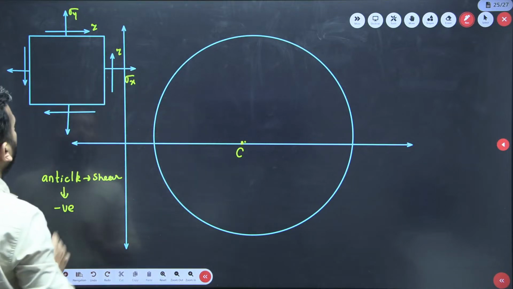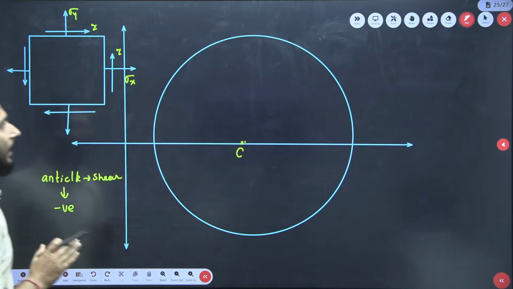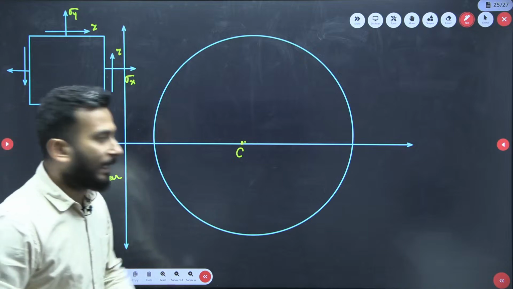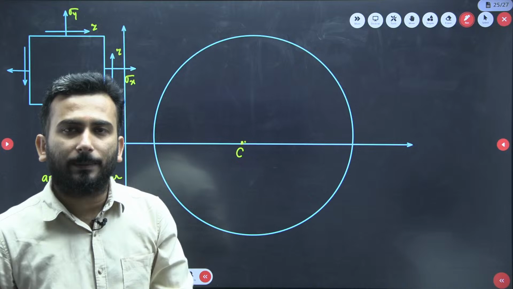And one more thing, this is the reference. I will show you where the reference is on the circle, but one thing you should note, that on this circle at every point, one point represents one state of the stress.